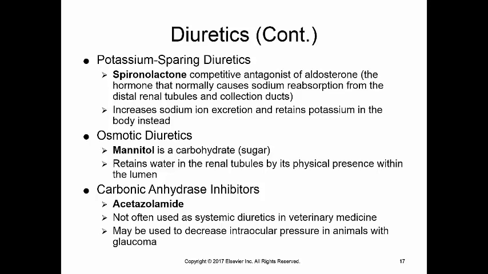Lastly, we have our carbonic anhydrase inhibitors. This is acetazolamide. It can be used as a diuretic, but it's not the strongest diuretic, and so we don't really use it that much in veterinary medicine. It's fairly weak as a diuretic. We use it more as a glaucoma treatment because it works very well in treating glaucoma and decreasing intraocular pressure. But for some cases where we need a mild diuretic and we're not needing one that's that strong, we can use acetazolamide.